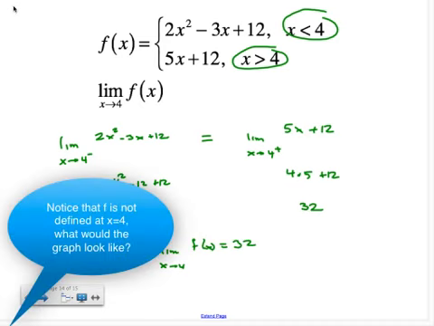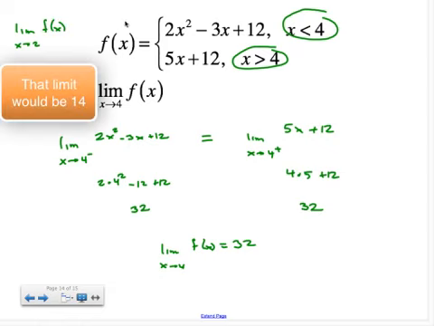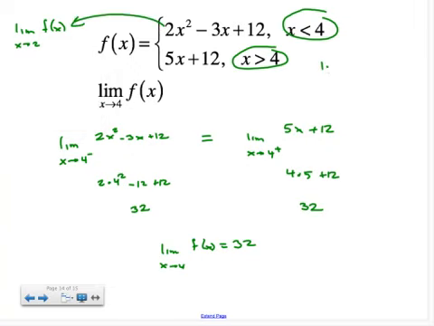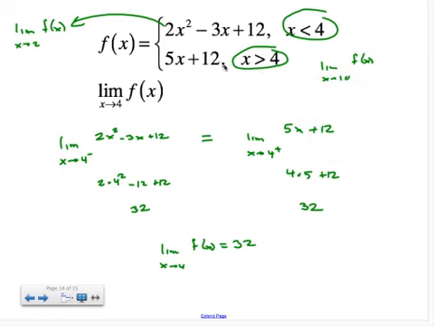Notice that if I had asked you for something else, like the limit as x approaches 2 of f of x, you would not have to split that into 2, because when x is approaching 2, you can use this function for f. Or if I'd asked you for the limit as x approaches 10 of f of x, you would not have to split that up into two limits, because x approaching 10 would fit 5x plus 12 on both sides of 10. So piecewise functions only need to be split when the limit being asked for is at the breakpoint.